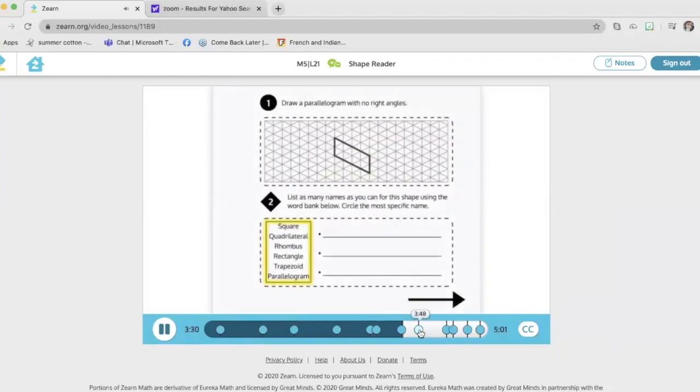Let's use this word bank to write all the names we can for this shape. We know this shape is a quadrilateral because it has 4 straight sides. Can you think of 2 more names that describe this shape? Use this word bank to help.